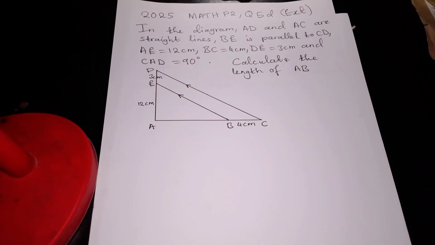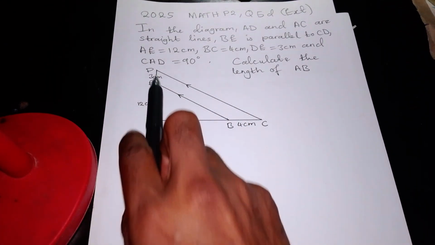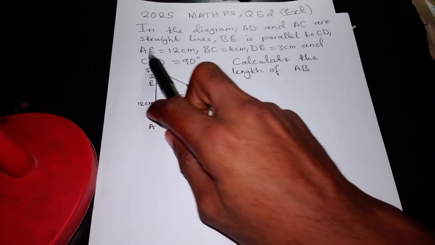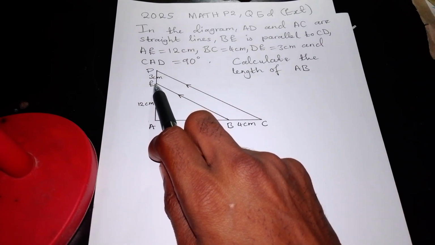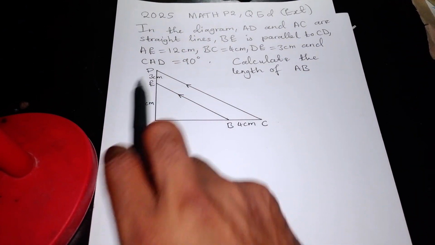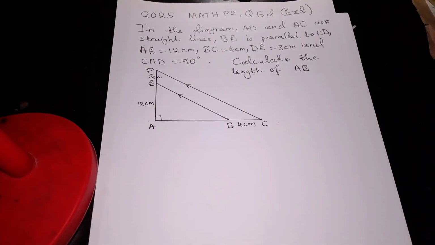In the diagram, AD and AC are straight lines. BE is parallel to CD, and AE is 12 centimeters, so the distance from here to E is 12 centimeters, and then BC is 4 centimeters, and DE is 3 centimeters, and angle CAD is 90 degrees, so we have a right angle there. Calculate the length of AB.